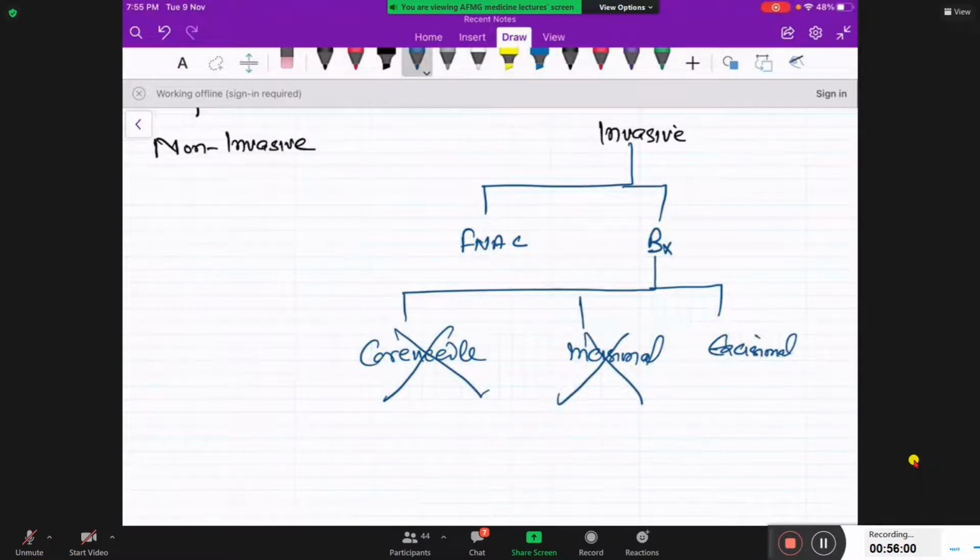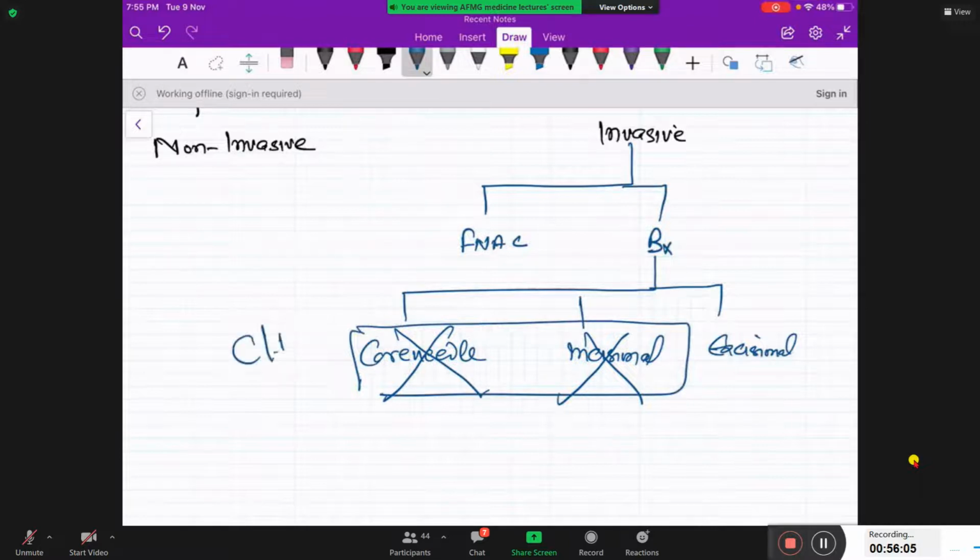Core needle and incisional biopsies in thyroid are contraindicated. Thyroid is a very vascular gland and it is present at a very important position in the neck. And these are daycare procedures. So if you do core needle or incisional biopsies, the patient can have bleeding, and because of that bleeding, there can be compression over the trachea and the patient can die of respiratory distress. So core needle and incisional biopsies in thyroid should not be done.